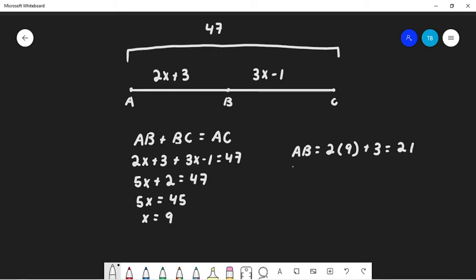Right? And then we'll do the same for BC, which was originally represented as 3x minus 1. So 3 times our x we know is 9 minus 1. 3 times 9 is 27, minus 1 is 26. So segment AB is 21, segment BC is 26, and that checks out because if we add the two together, we will get the length of the entire segment, which, as you see up here, is 47.